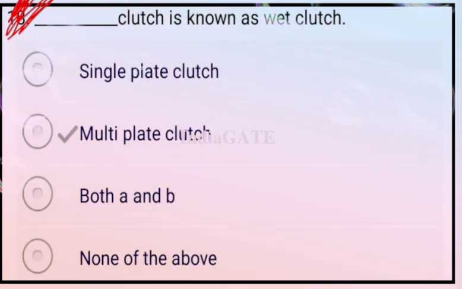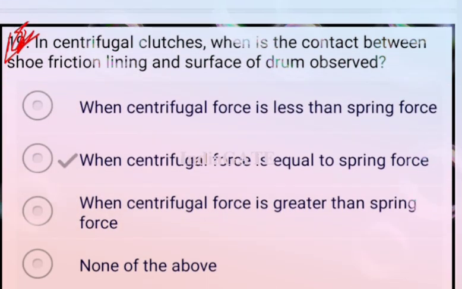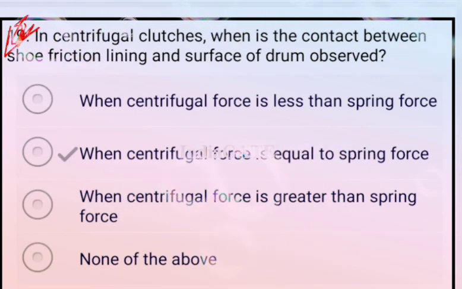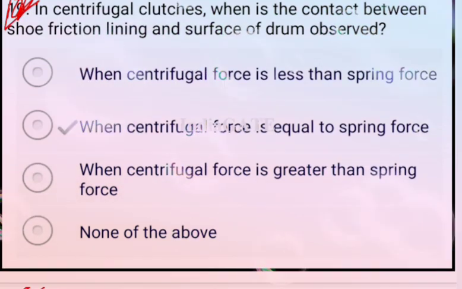Now come to the next question. Dash clutch is also known as wet clutch. So the answer is multi-plate clutch. Option B is your correct answer. In a centrifugal clutch, when is the contact between the shoe friction lining and surface of the drum observed? So option B is correct, when centrifugal force is equal to the spring force.